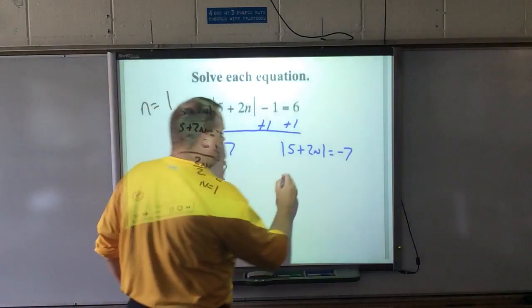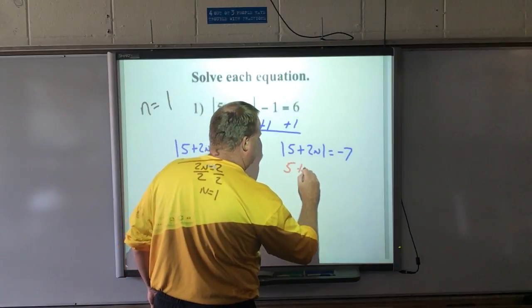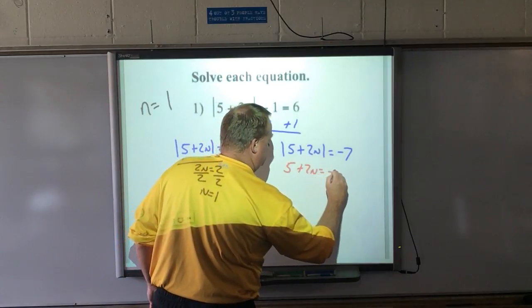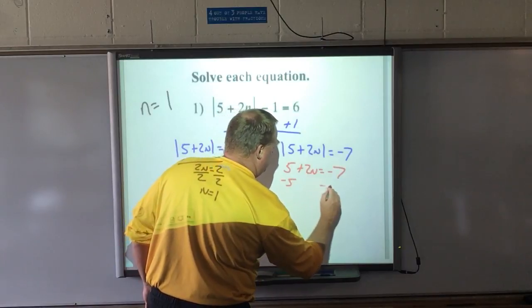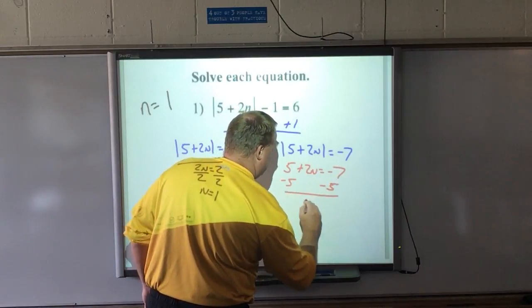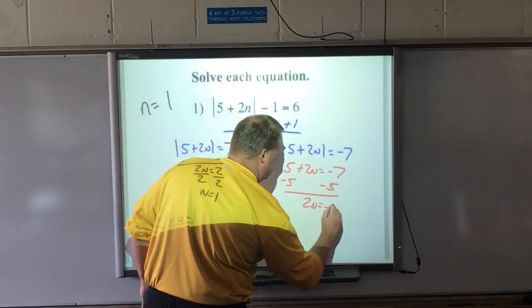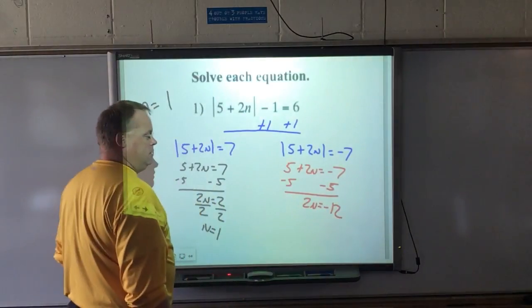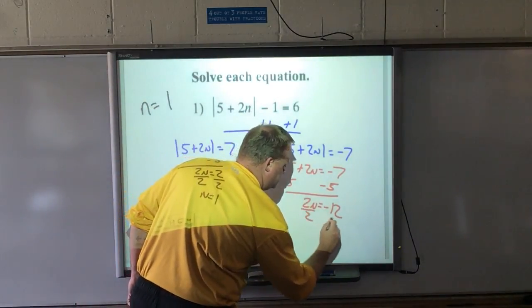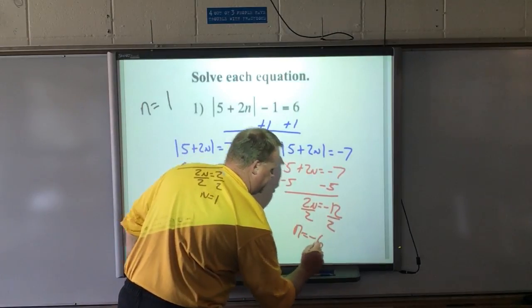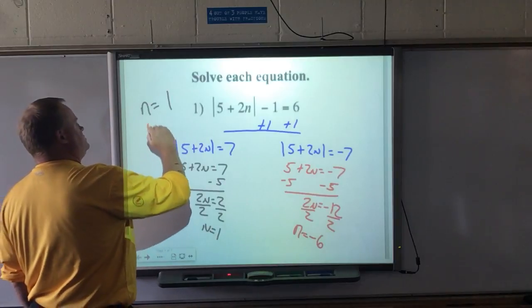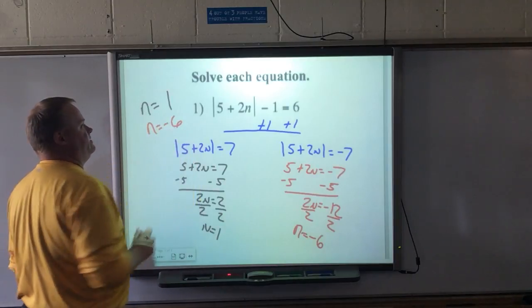And then I also need to find the second one. Well, that's 5 plus 2n equals negative 7. I subtract 5 from both sides, leaving me 2n equals negative 12. I divide by 2, n is going to be equal to negative 6. So my other solution is n equals negative 6.